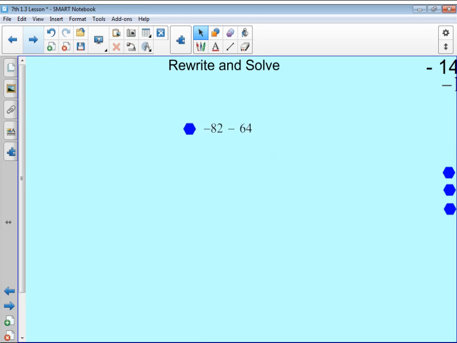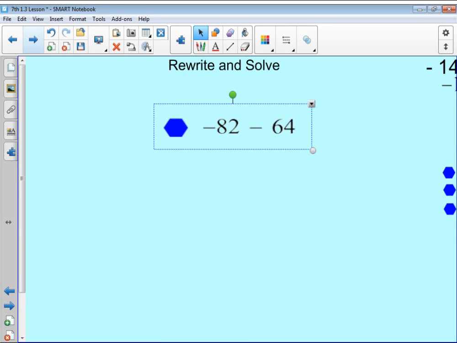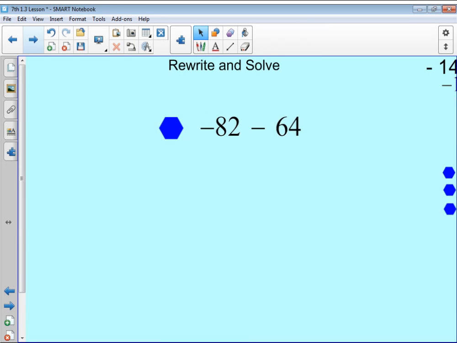All right, so let's look at this one. Here I have negative 82 minus 64. So I'm going to sneak a plus sign right in here. It's as simple as that. Now we can think of it as addition.